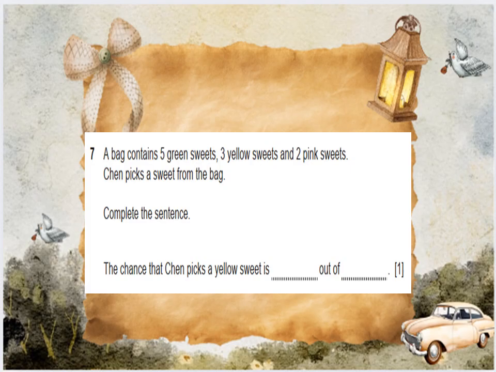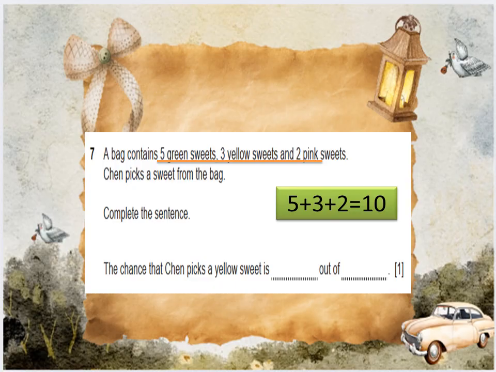A bag contains 5 green sweets, 3 yellow, 2 pink. Chin picks a sweet from the bag. So the chance that Chin picks a yellow. How many yellow do we have? We have 3 yellow. And what is the total number of them all? 5 plus 3 plus 2, it will be 10. So the chance will be 3 yellow out of the total, which is 10.